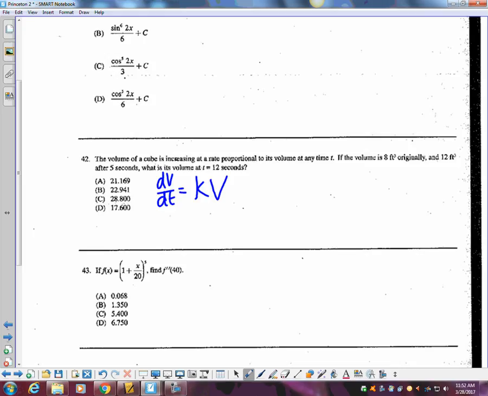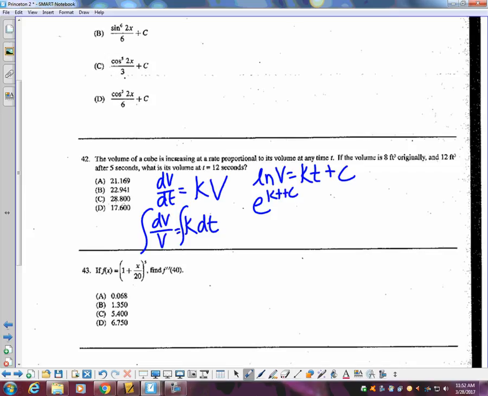Okay, so now I'm going to split my variables up. So I've got a V I need to divide over, and a dt I need to multiply. And then I'm going to take the integration of both sides. So that's going to be ln of V equals kt plus C. Okay, then I'm going to snail it. So e to the kt plus C equals V.